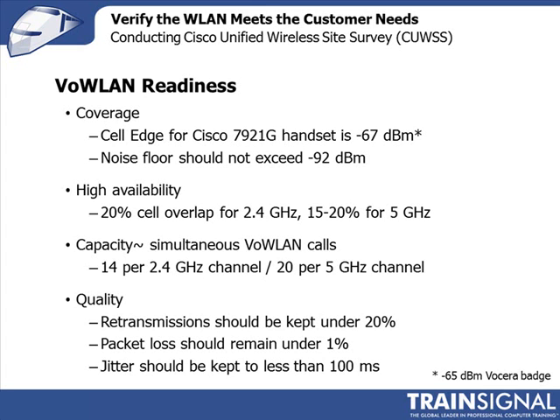How much interference is there? Are there other devices operating in 2.4? If there's none, then you're going to find you're able to get more than 14. If there's a lot of interference, then you're going to find it's going to be less than 14 calls. When you do a measurement assessment of how good is the quality of the voice call, then typically what Cisco's looking for is a retransmission rate of less than 20%, the packet loss being less than 1%, and the jitter should be less than 100 milliseconds.